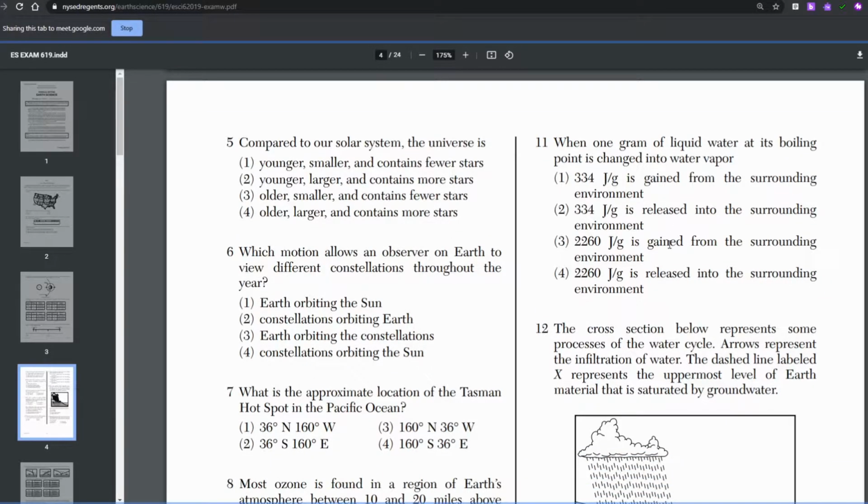5. Compared to our solar system, the universe is younger, smaller, and contains fewer stars. Well, the universe is much, much larger. So it couldn't possibly be 1. It is younger, larger, contains more stars. Well, it does contain more stars, but we're part of the universe. So how could the universe be younger than the solar system? That doesn't make sense. So it would obviously have to be older, larger, and contain more stars. The answer is 4.